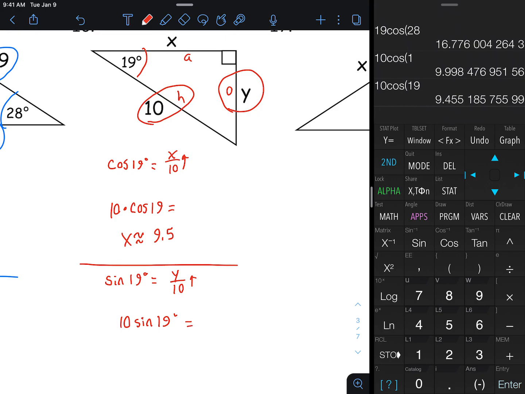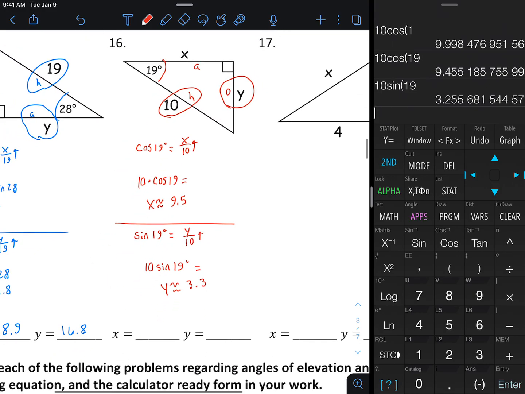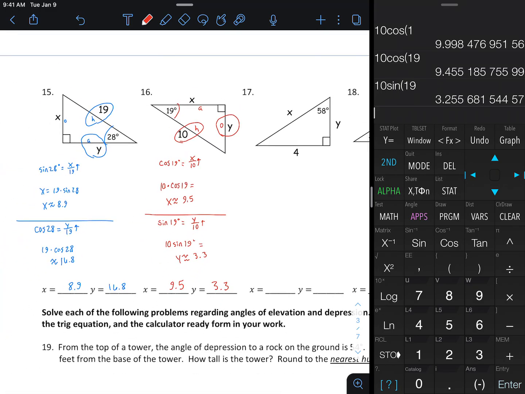So let's see what we get there. 10 sine 19 degrees. All right, so about 3.3 after you round for y. And y is across from the smallest angle, so that does make sense. And x was 9.5, that's smaller than the 10, so that does make sense as well. So yep, we're good to go on that.